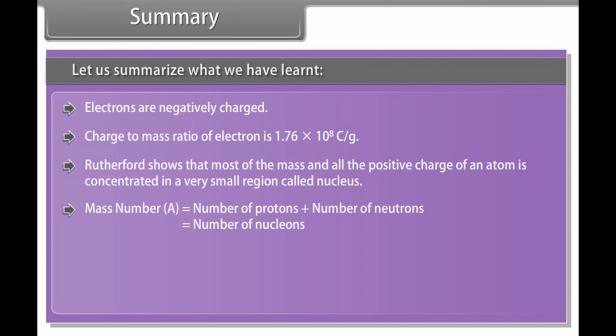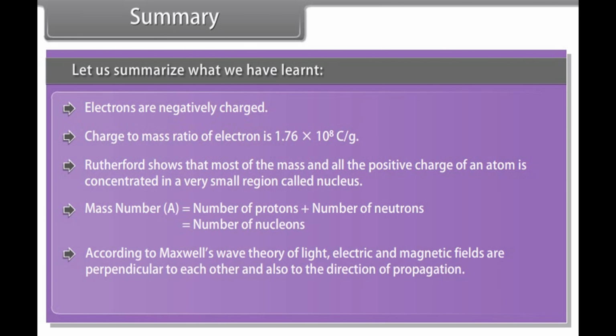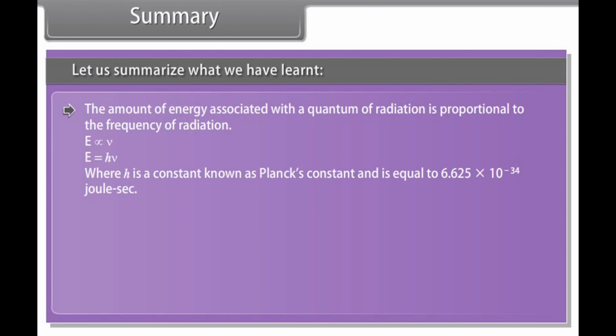Mass number A is equal to number of protons plus number of neutrons, which is equal to number of nucleons. According to Maxwell's wave theory of light, electric and magnetic fields are perpendicular to each other and also to the direction of propagation. An ideal black body is a perfect absorber and perfect emitter of radiation. The amount of energy associated with the quantum of radiation is proportional to the frequency of radiation, where the proportionality is a constant known as Planck's constant and is equal to 6.625 into 10 raised to the power minus 34 joule second.